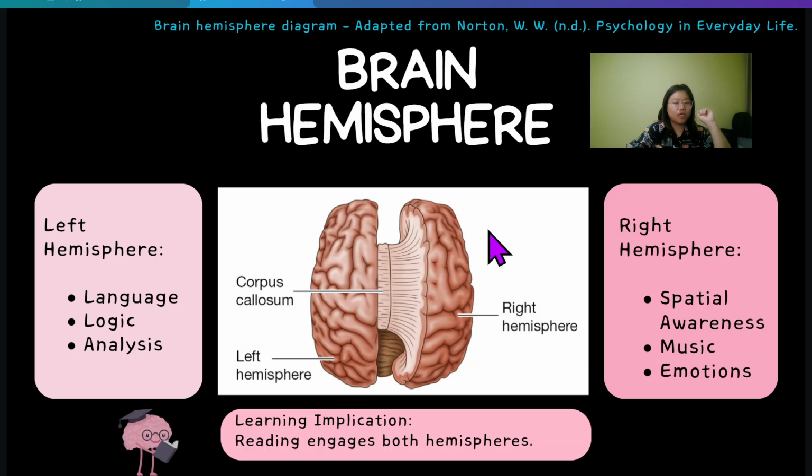For teaching, this means when students read a story, their left brain processes the words, but the right brain helps them to imagine the scene and understand the feelings. So, as an educator, if we want to create a good lesson, we should engage both sides.